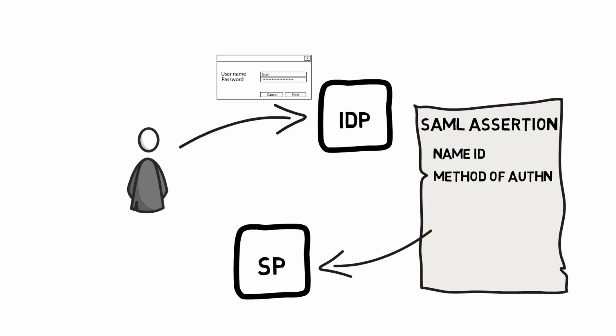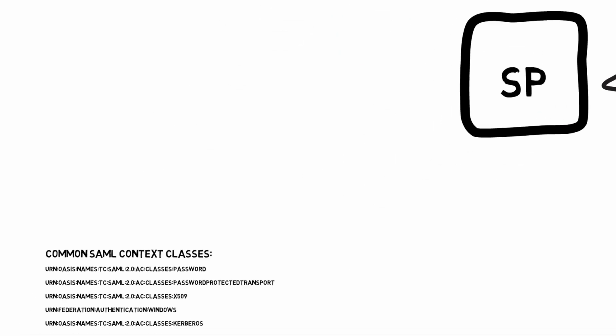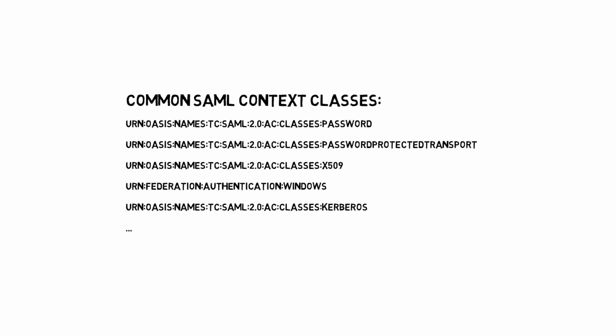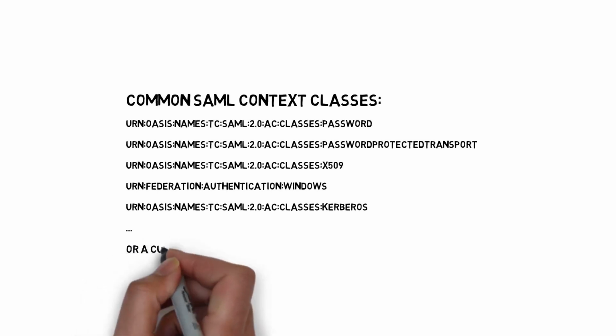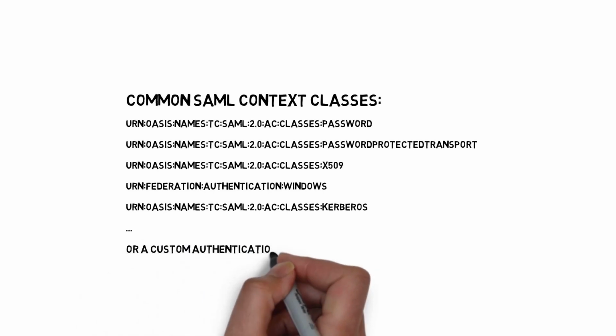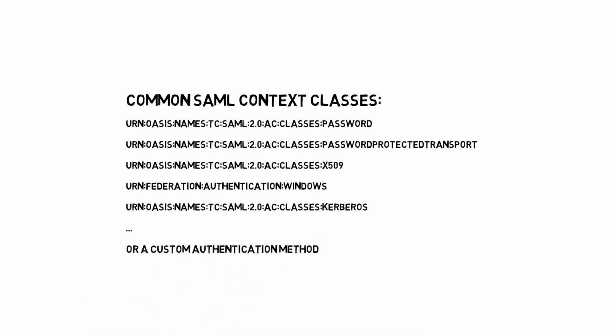The identification of an authentication method is referred to as the SAML context classes. Here are a couple common context classes, where password protected transport is by far the most commonly used one. But you are not restricted to a fixed list of context classes. Anyone can make up their own. As long as both the SP and the IDP are in an agreement, the federation will work.